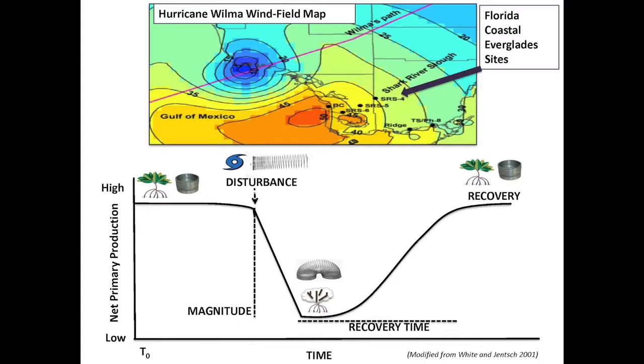So what does this have to do with my graduate research? Well, the Slinky's ability to snap back into its original form is a great analogy for ecological resilience, which is the ability of an ecosystem to recover from a disturbance and return to its initial structural and functional levels. So for my thesis, I'm assessing the resilience of the Florida coastal Everglades mangroves to Hurricane Wilma, which was a Category 3 storm that crossed South Florida in 2005.